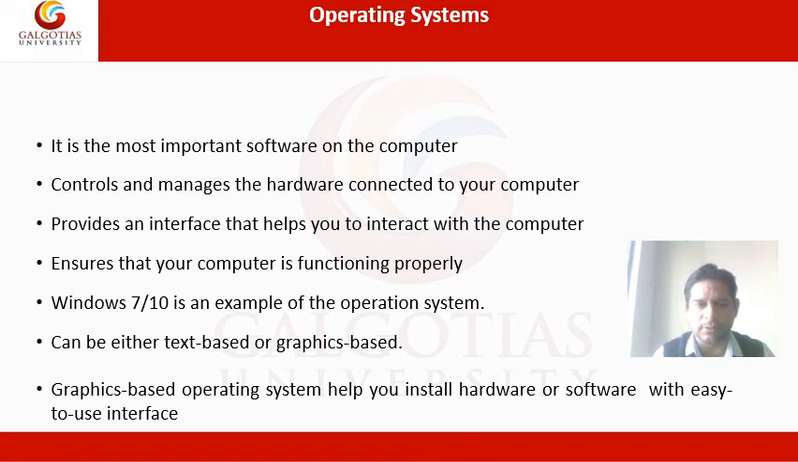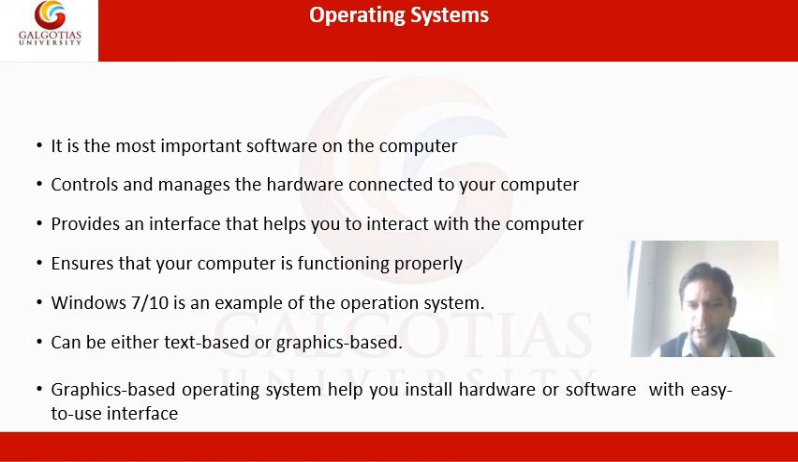There are examples of so many operating systems in the market, and most commonly we use Windows 7 and Windows 10 nowadays. These are all examples of operating systems. An operating system can be either text based or graphical based. Nowadays we have operating systems which are graphical based. Earlier we had the DOS operating system, which was not graphical based. Windows 7, Windows 10, Windows 8, all these are examples of operating systems, and the manufacturer of these operating systems is Microsoft. All of you know MS, Microsoft.